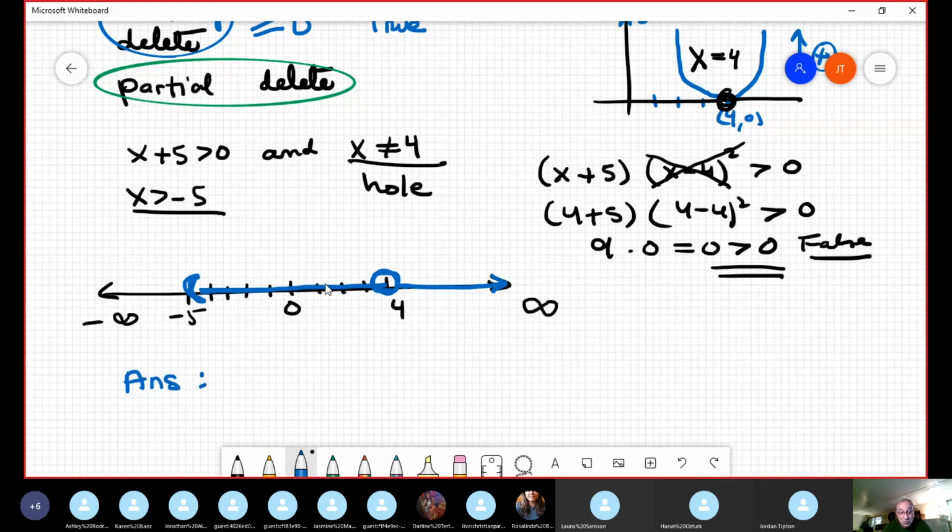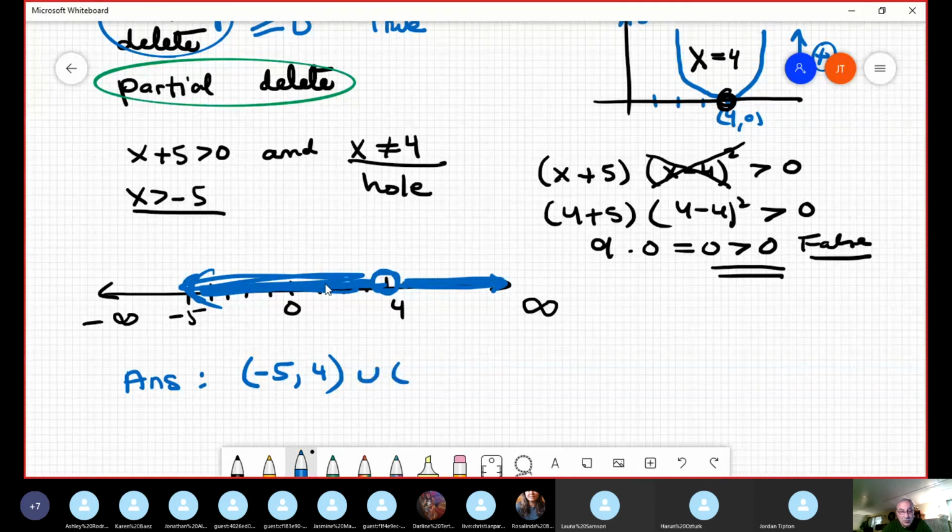But the answer I want on the test, for the solution of the inequality, I need in interval notation: parenthesis -5, comma, 4 parenthesis, which is this piece. And the second piece is the union, 4 to infinity. End of story. I finish.